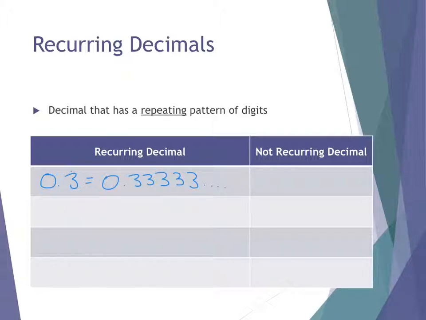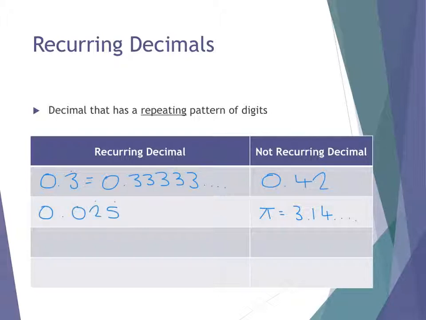Examples of non-recurring decimals could be, for example, 0.42. Okay, that's got a finishing point at the end of it, so it can't be recurring. Another example of when it wouldn't be would be pi. There's no repetition in the digits that occur for the rest of pi if you type it in, so it's not counted as recurring.